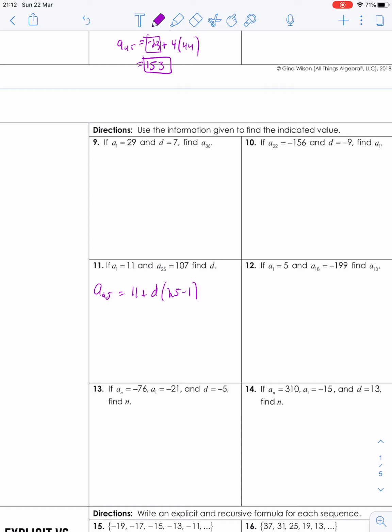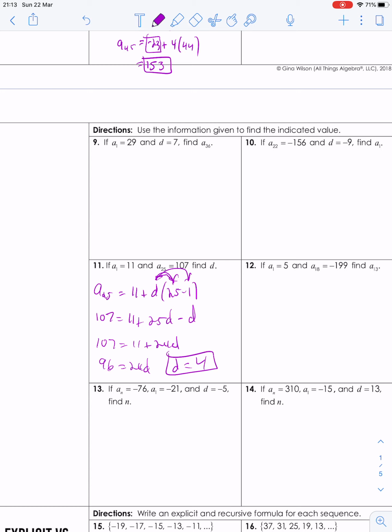Oh, I skipped 9. We'll go back to that. All right, so we know A of 25. A of 25 is 107. So we have 107 equals 11 plus. Let's distribute. We get 25D minus D. So we get 107 equals 11 plus 24D. Now we solve. Not bad. We get 96 equals 24D, and D equals 4. So our difference is going to be 4.